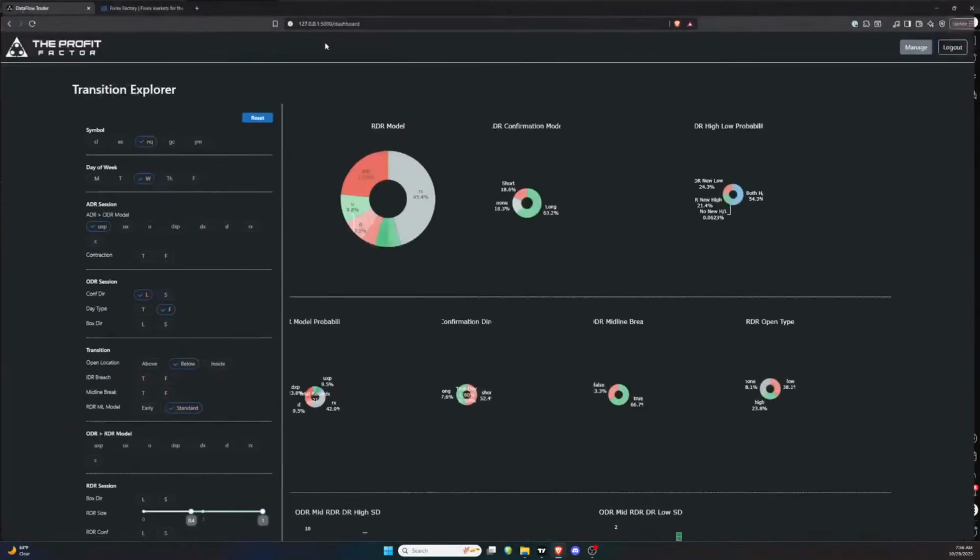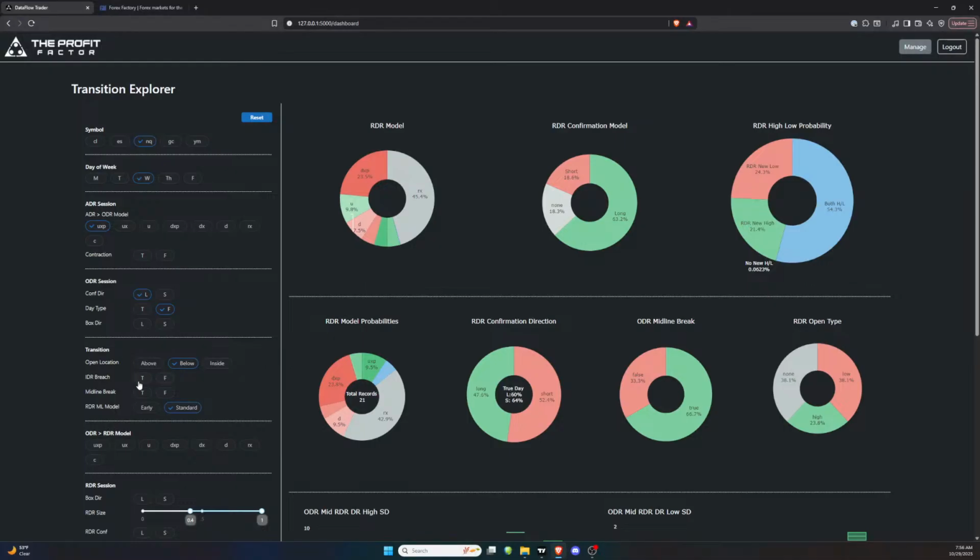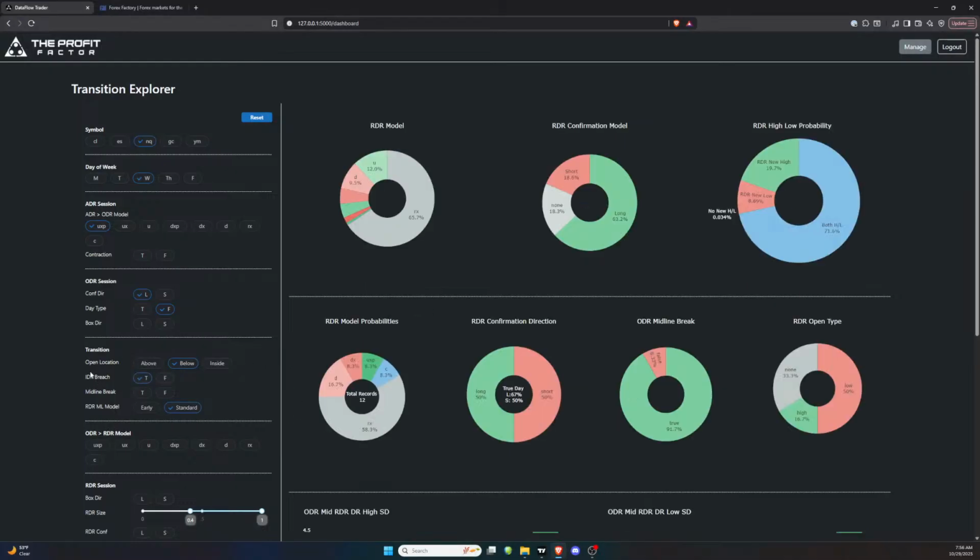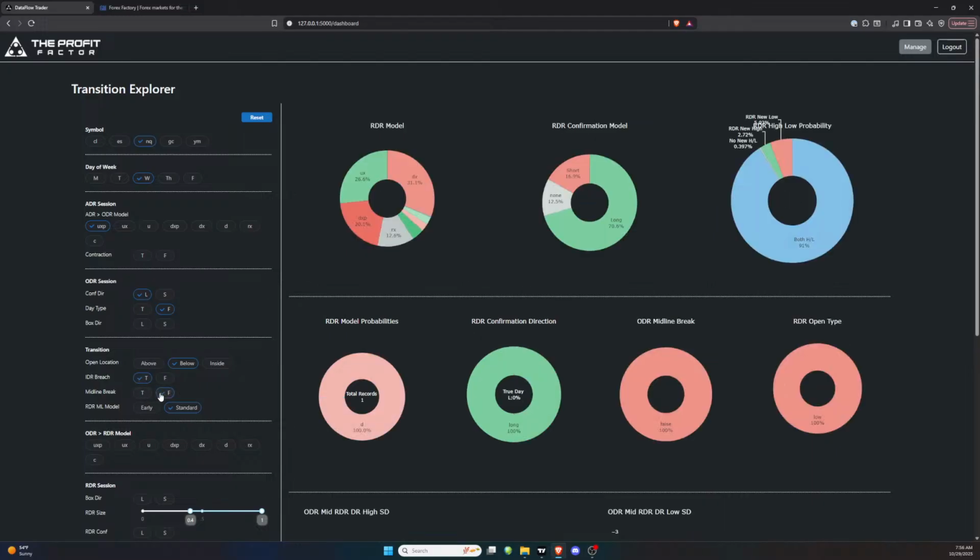But we also want to watch that midline, because let's say that we kind of come up inside. This means that we come up inside the IDR range, the ODR IDR range. If we do not break that midline, we literally cannot create a range expansion. So we have to break the midline. It's only happened one time with this structure on a Wednesday. It's only happened one time in 16 years where we've not broken the midline.